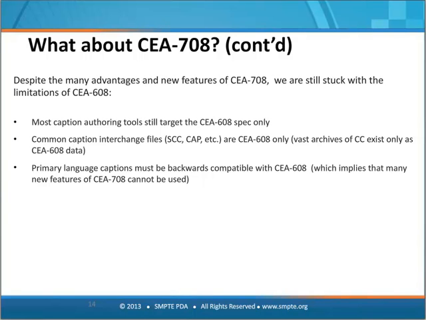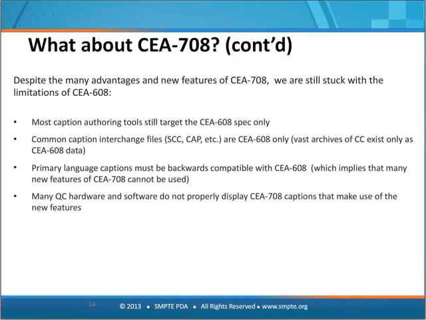The primary language captions have to be backwards compatible with 608, so you can't make use of things like Unicode characters, right to left text order, vertical text, etc., because those could not be represented in the backwards compatibility bytes that are mandatory. Like I said, there's a lot of hardware and software out there that just does not really implement the 708 spec as well as we would like to see. So the result is that if we try to make use of these great new features, somebody checks it on their QC equipment and says the captions don't work, and you have to go back and turn off all the cool features. Unfortunately, we're still in that state right now.